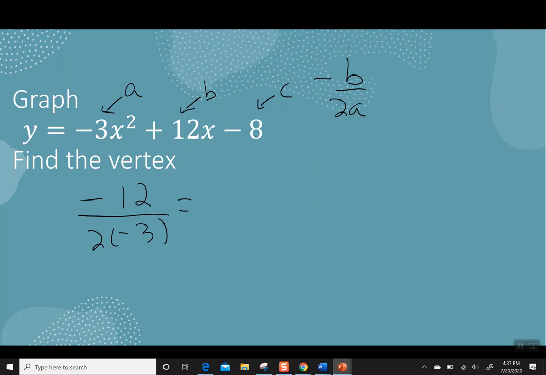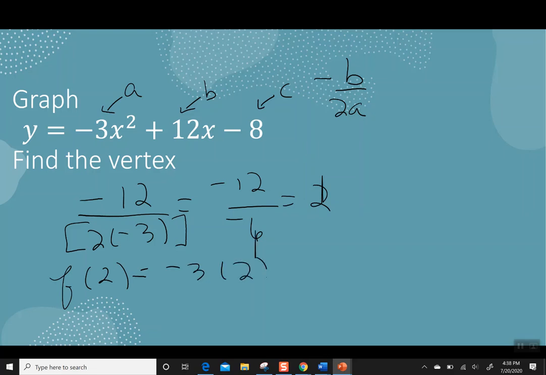Save yourself time on the calculator and just go, well, that's negative 12 over negative 6. If you want to use your calculator, fine, but sometimes for the bottom part you really do need to group it together, so it's easier to just multiply by 2. Negative 12 over negative 6 is 2. So 2 is the x-coordinate of my vertex. Now I need to plug that back in. So I'm going to have negative 3 times 2 squared plus 12 times 2 minus 8.